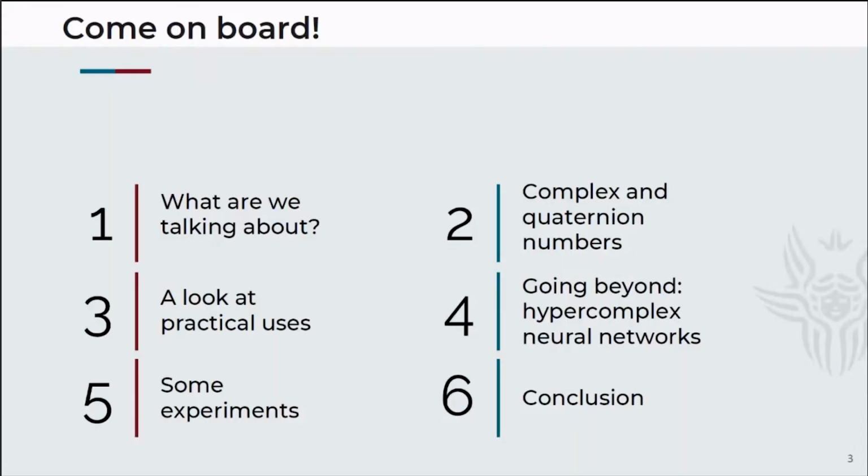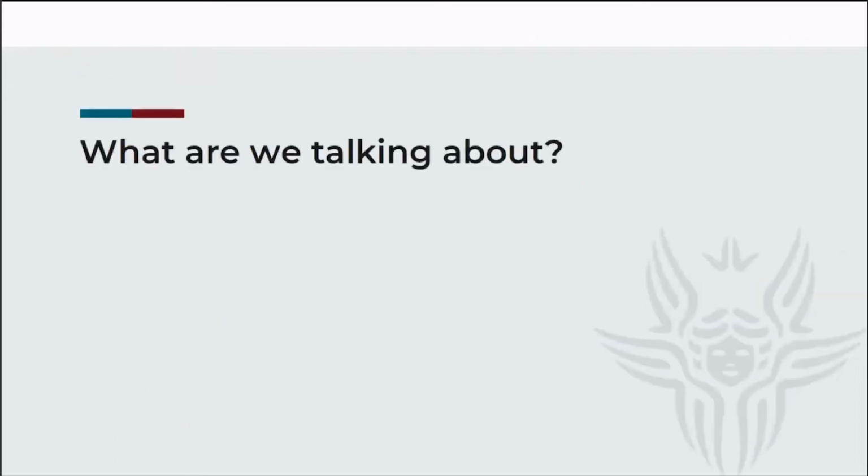So basically, let's start. We'll talk about complex and quaternion numbers. Then we'll see practical uses of such theoretical stuff in nowadays deep learning applications. Then we will go beyond quaternion numbers, and we will extend this approach to hypercomplex neural networks. We'll see some experiments on image and audio processing, and then we will conclude.